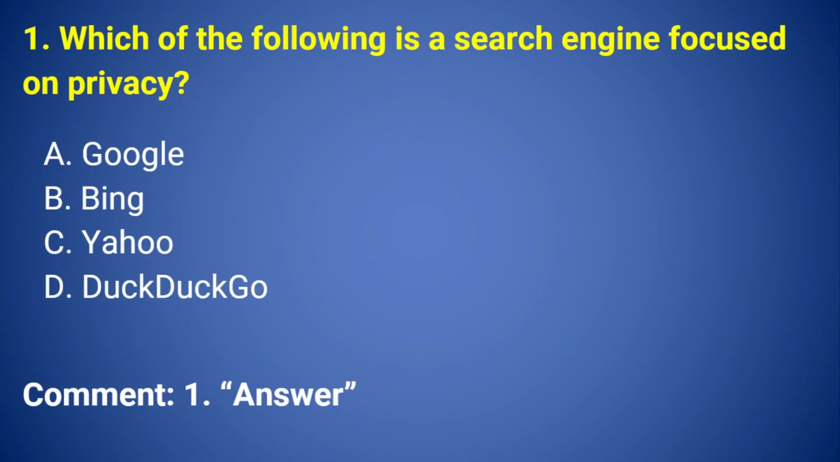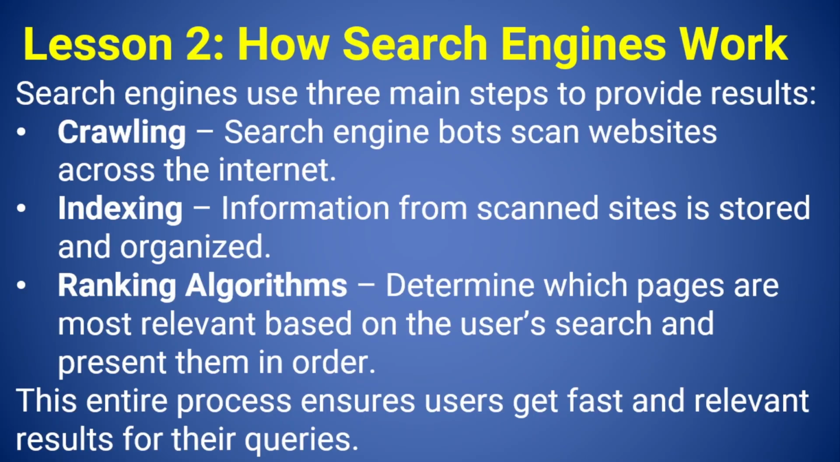How search engines work. Search engines use three main steps to provide results. The first one is crawling. Search engine bots scan websites across the internet. These search engines, for example Google, have crawling bots. When you search something online, these bots go on those websites, scan them across the internet, get the information that you want, and bring it back to you.